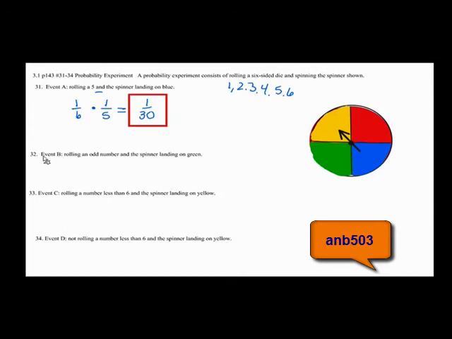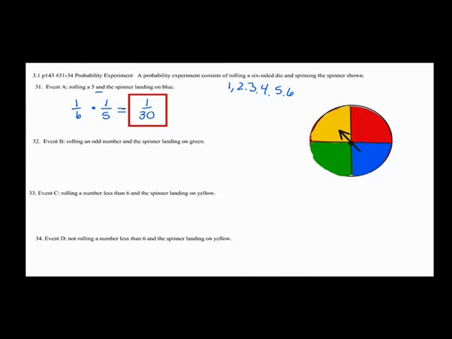Let's take a look at event B. Here we're trying to find the probability of rolling an odd number and the spinner landing on green. Which ones are odd? 1, 3, and 5 are odd. So the probability of getting an odd number is 3 out of the 6 total numbers. I'm going to multiply that by the probability of landing on green, which again is 1/4. So 3 times 1 is 3, and 6 times 4 is 24. We reduce that by 3, and that gives us 1 out of 8. So the answer there is 1/8.